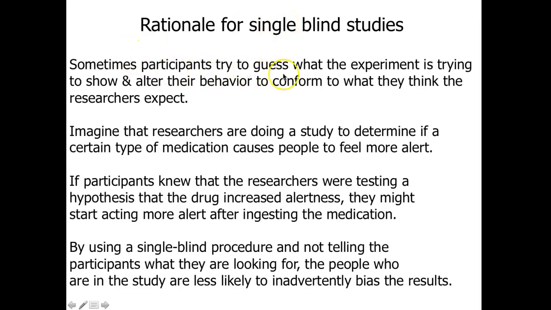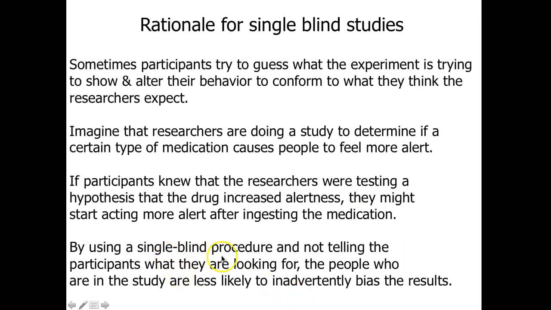Sometimes participants try to guess at what the experiment is trying to show and alter their behavior to conform to what they think the researchers expect. Imagine that the researchers are doing a study to determine if a certain type of medication causes people to feel more alert. If they knew that we're testing a hypothesis on increased alertness, they might start acting more alert after ingesting the medication. So even if the medication is not working, this is placebo, right? They might psych themselves into thinking that they're more alert because that's what they think the researchers want, right?